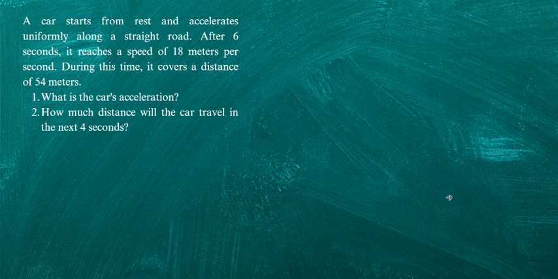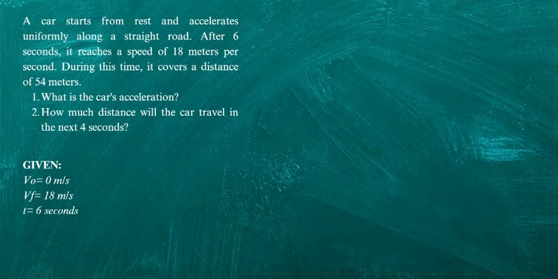We have two unknowns to solve for, the acceleration and the distance in the next 4 seconds. To solve this, we'll use the equations of motion for uniform acceleration. The first equation of motion we will use is final velocity equals initial velocity plus acceleration times time. We have the given: our final velocity is 18 meters per second, our initial velocity is 0 meters per second, and our time is 6 seconds.